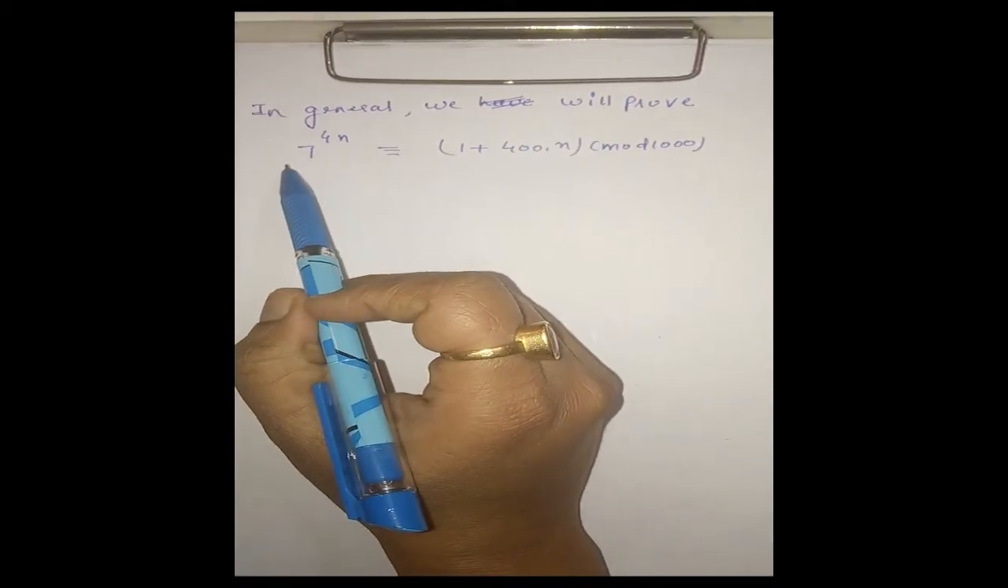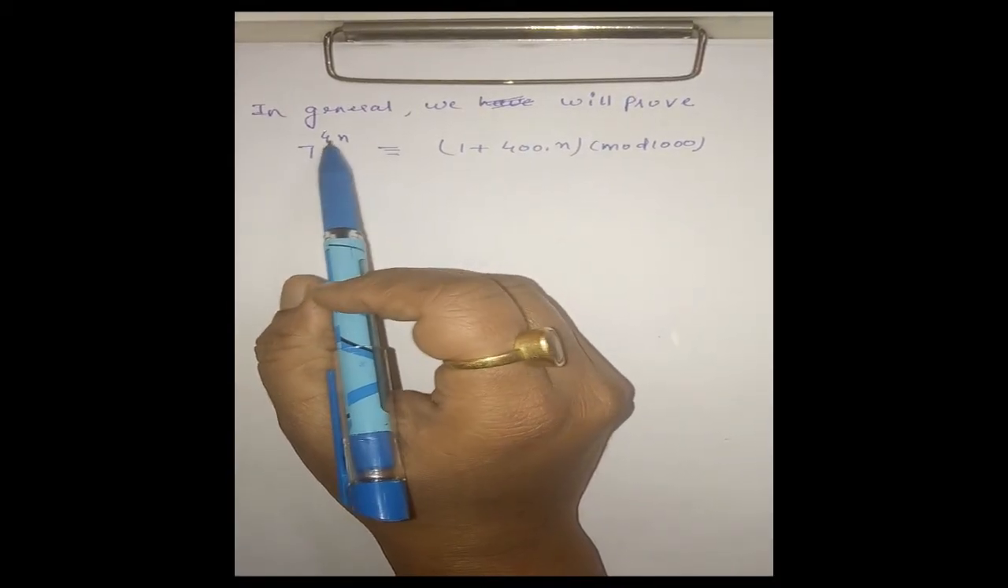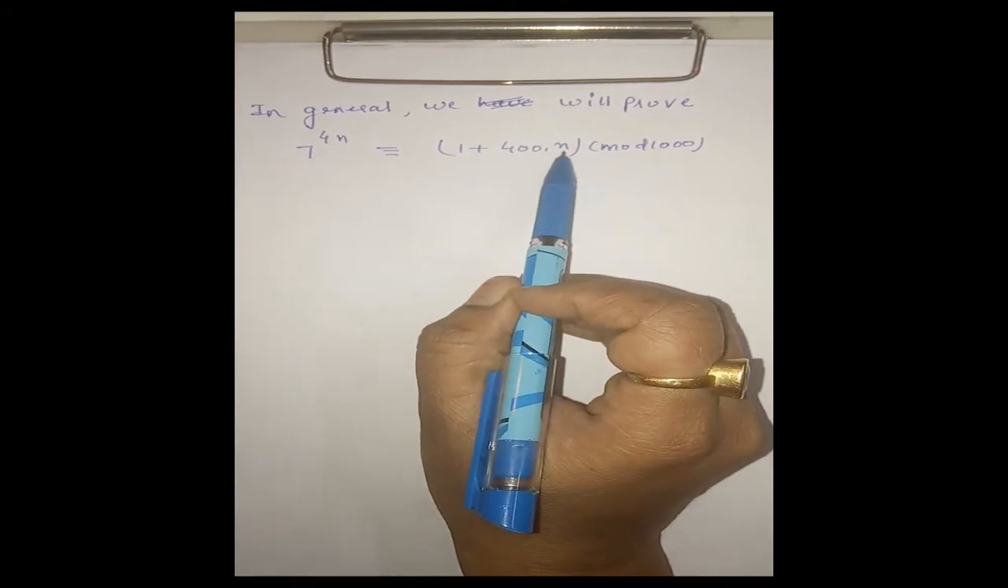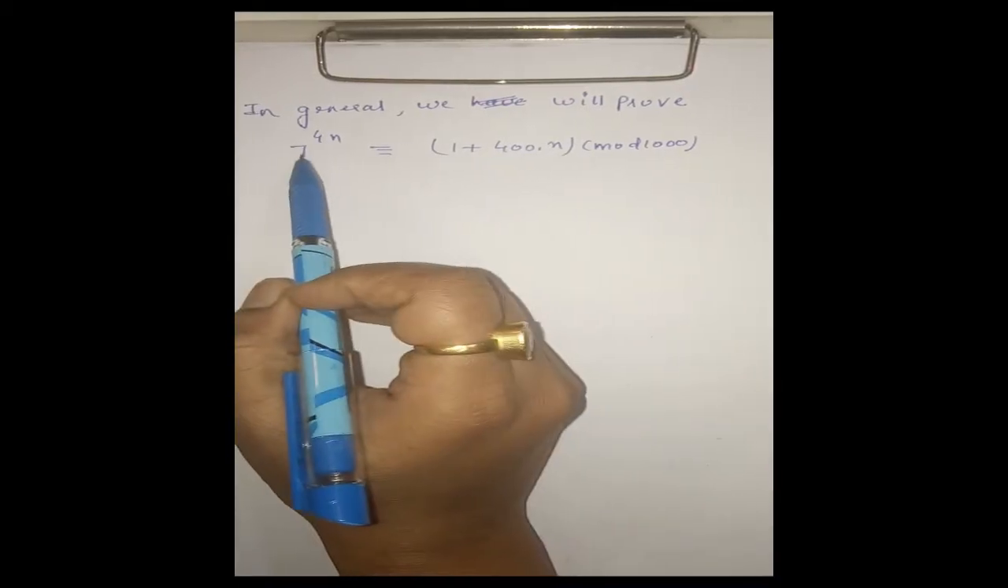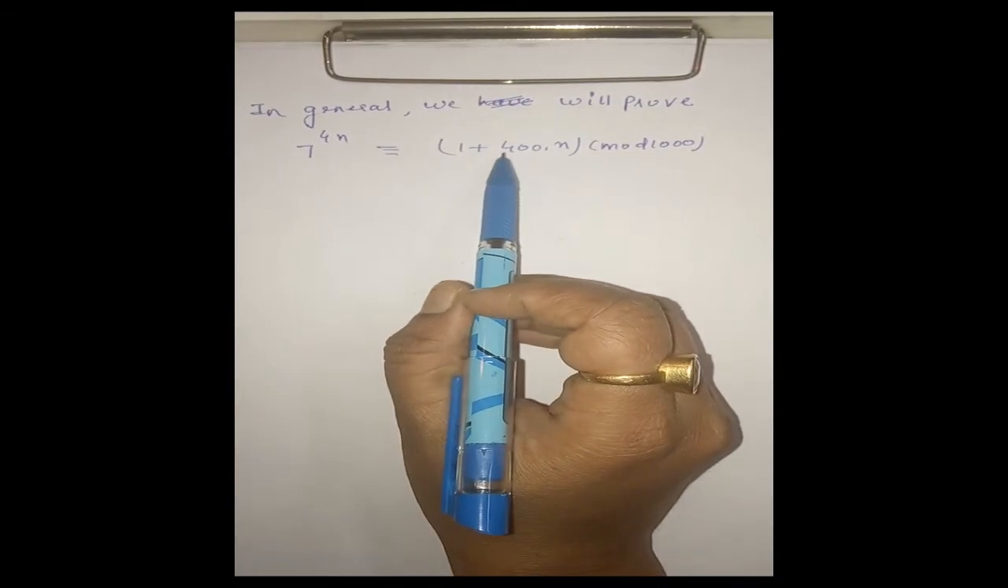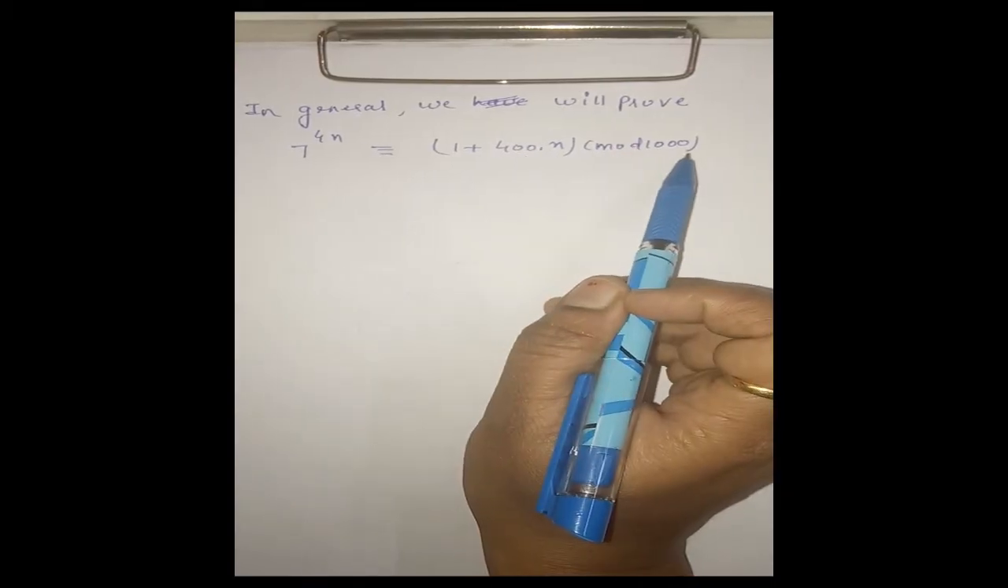We have seen in 7 power 4 and 7 power 8 that 7 power 4 into 1 is congruent to 1 plus 400 into 1 modulo 1000, and 7 power 4 into 2, that is 8, is congruent to 1 plus 400 into 2 modulo 1000.